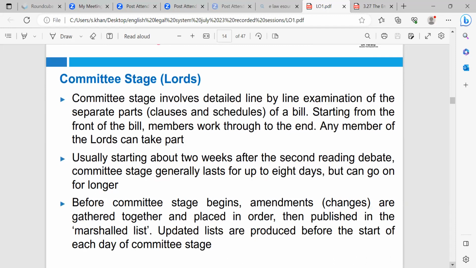Usually starting about 2 weeks after the second reading debate, committee stage generally lasts up to 8 days, but can go on for longer. Before committee stage begins, amendments and any changes are gathered together and placed in order, then published in the marshalled list. Updated lists are produced before the start of each day of the committee stage.